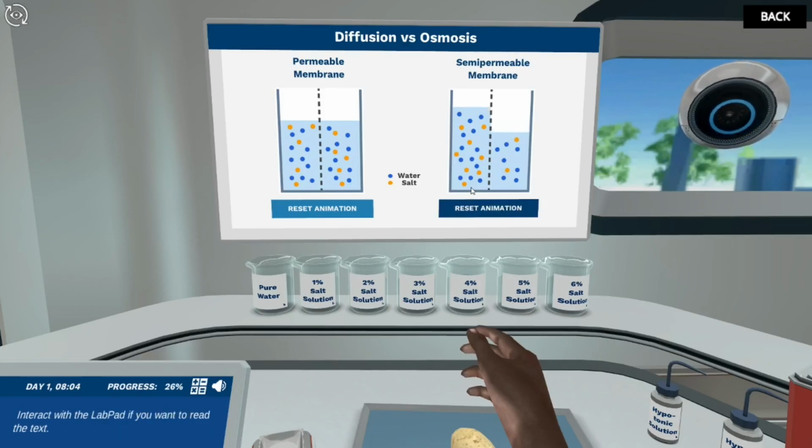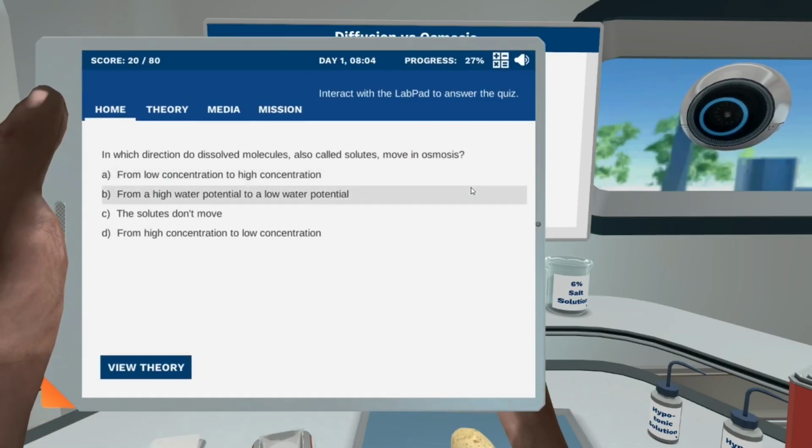Osmosis is the movement of water molecules from a high water potential to a low water potential. High water potential means a lot of water, so a dilute solution. In which direction do dissolved molecules, also called solutes, move in osmosis?